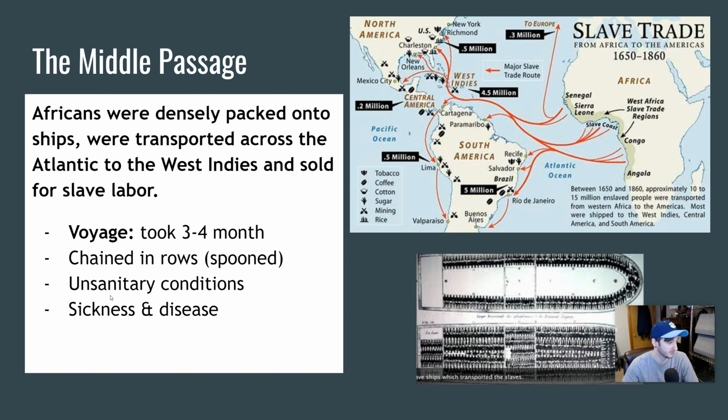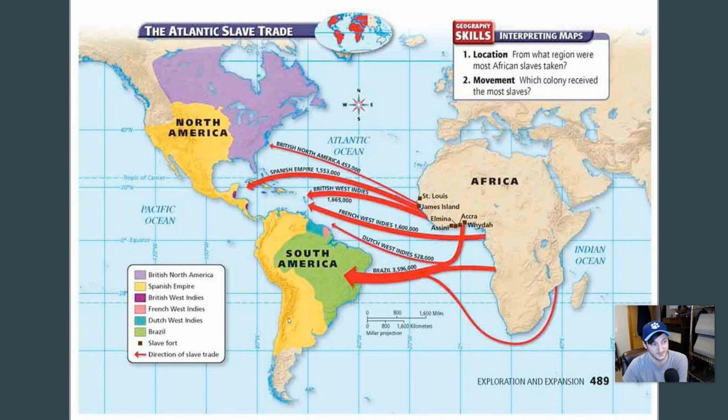So that goes for unsanitary conditions. And if you think COVID spreads easily, or the flu spreads easily, imagine the sickness and disease. And some ships would lose a majority of people because of these unsanitary conditions and sickness and disease.